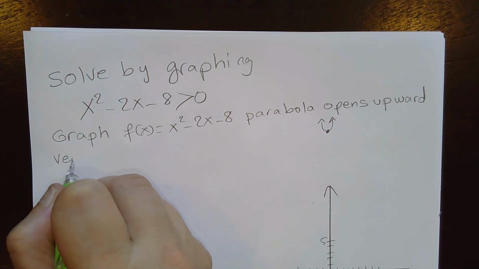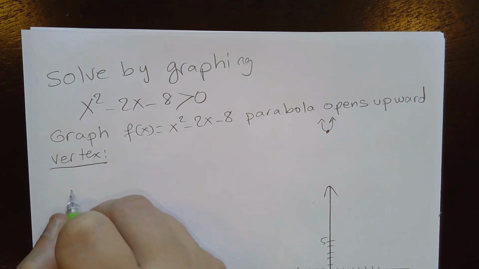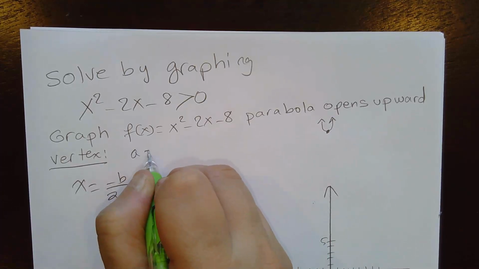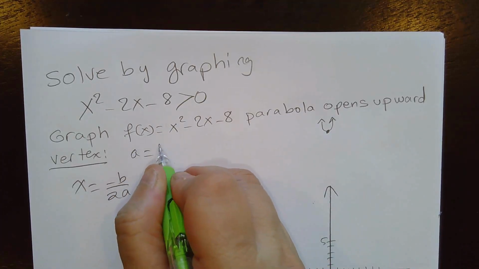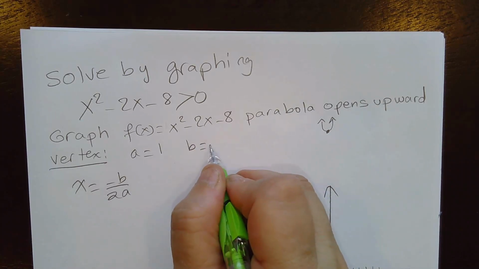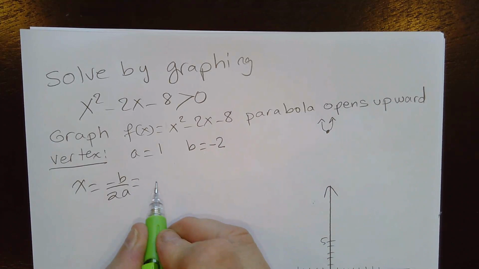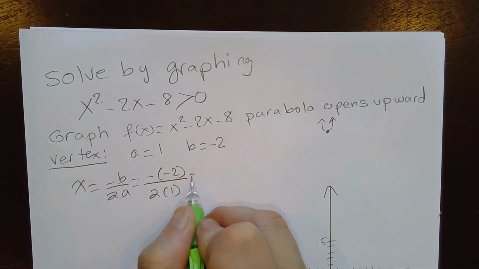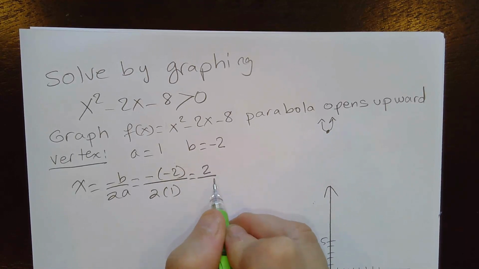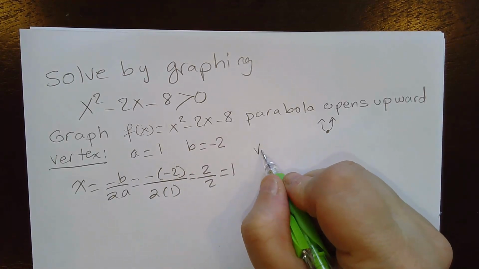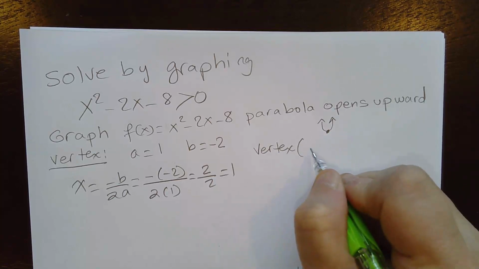Next, let's go ahead and find the vertex. The vertex has an x-coordinate of negative b over 2a. If you recall, a is the coefficient of x squared, which is 1 in this case, and b is equal to the coefficient of x, which is negative 2. Negative b, that's negative times negative 2, over 2 times 1. Negative times negative, that's positive 2 over 2, which is 1. So the x-coordinate of the vertex is 1.